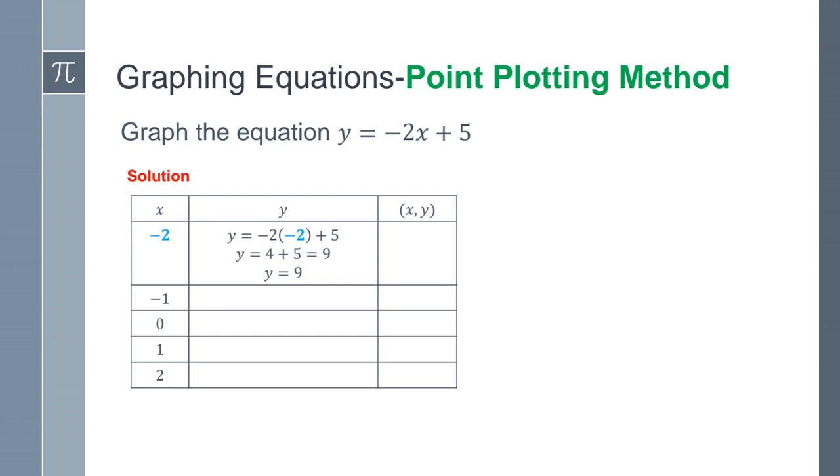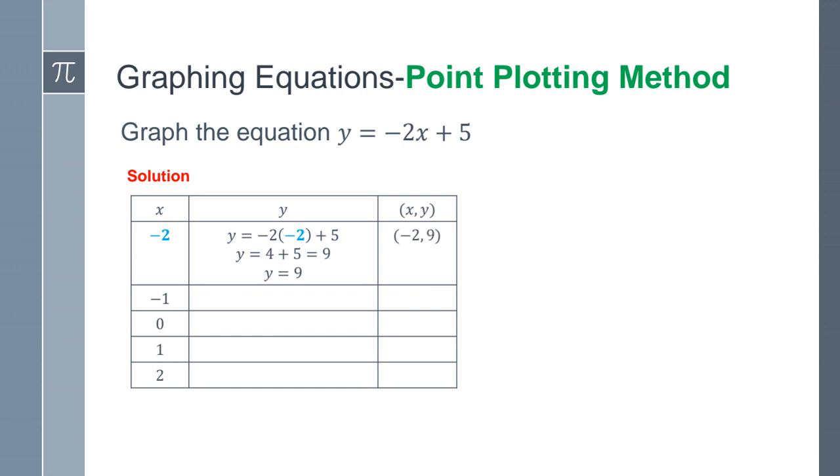Y equals -2, and then again we're going to plug in a -2 in here, plus 5. So a -2 times a -2 will give us a +4. So 4 plus 5 equals 9. So our y value for when x is -2 is 9. So if we put that as an ordered pair, our ordered pair is going to be -2, 9.